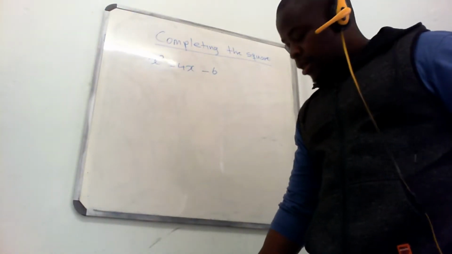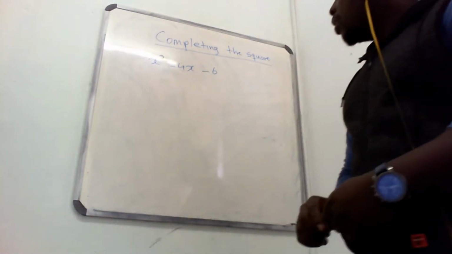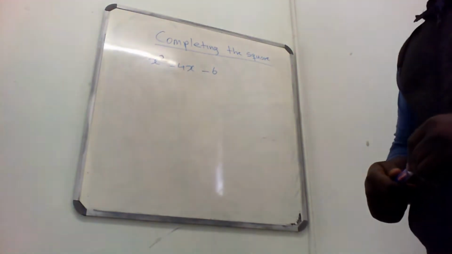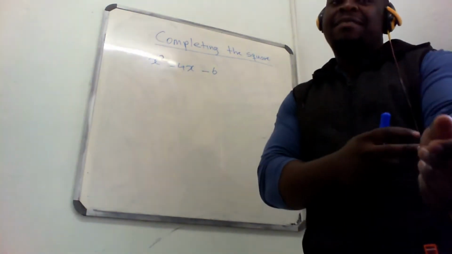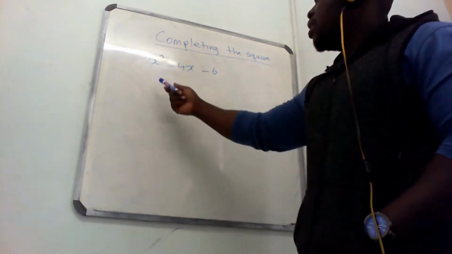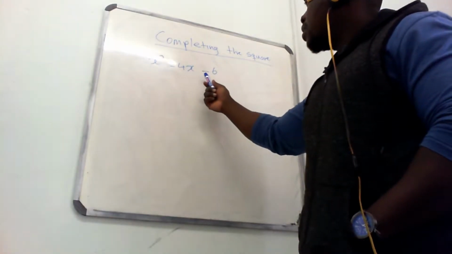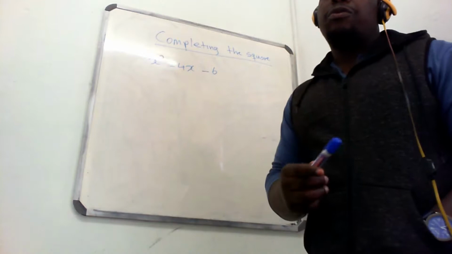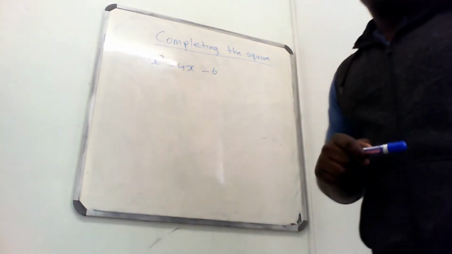Hello guys, this is another video to show you how to use the method of completing the square. So I'm just going to show you the easy and fast way to do completing the square. Let's take for instance you're given x squared minus 4x minus 6, and then you're told to factorize this using the completing the square method.